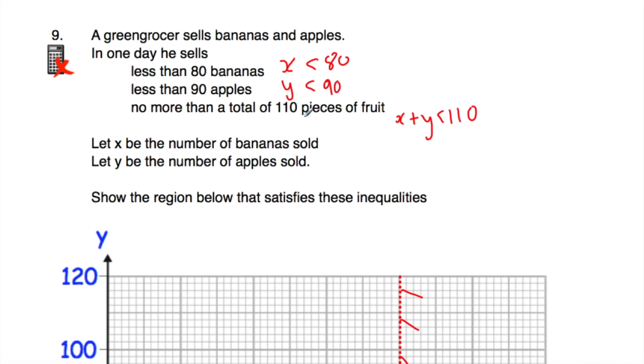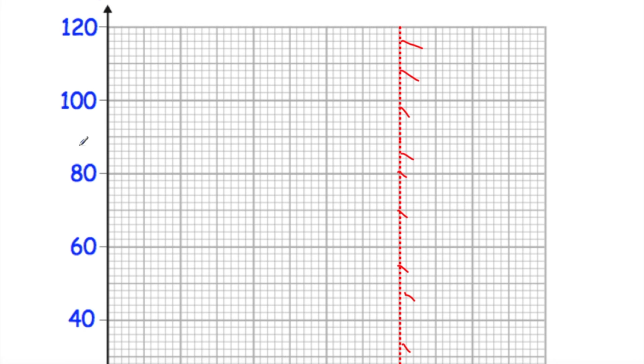Our next inequality, y is less than 90. Let's do a horizontal line crossing the y-axis at 90, and it's going to be less than 90, so then we're going to want below that line. So let's draw that horizontal line to begin with. So there's 80 on the y-axis, there's 100 on the y-axis, so 90 on the y-axis will be there, and we're going to draw that horizontal line. It was less than 90, so it's going to be a dashed line. So let's draw that horizontal dashed line going through 90 on the y-axis.